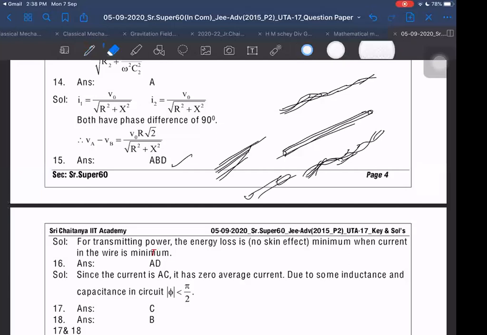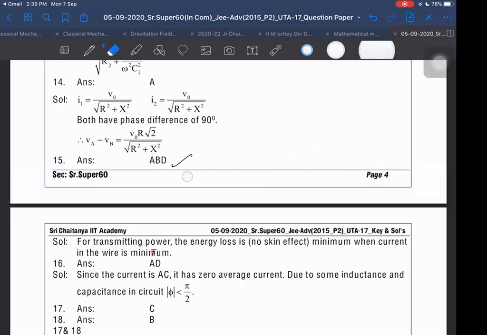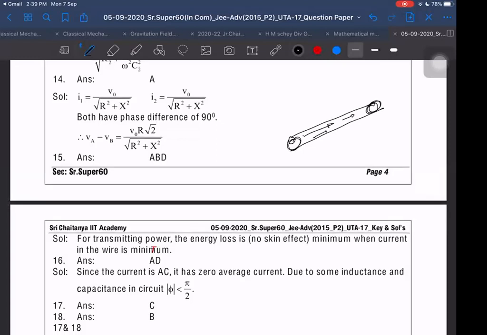So there is a reason for doing that. If I take a single thicker wire, what is the problem? When we want to transmit AC, the current inside the wire does not flow uniformly throughout. Current tends to flow at the surface.